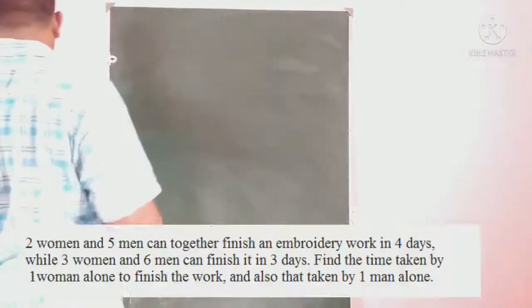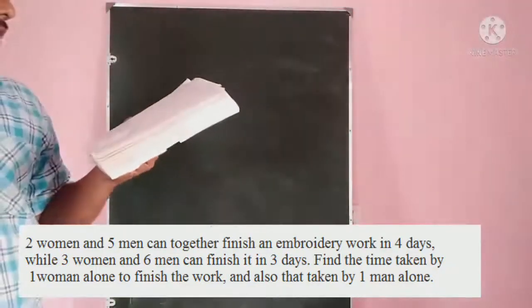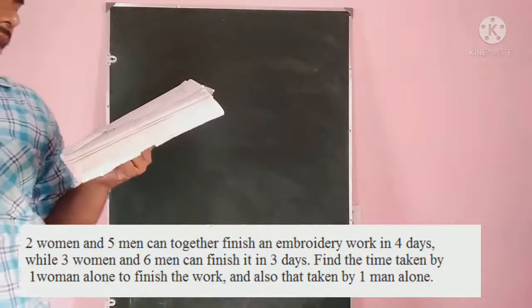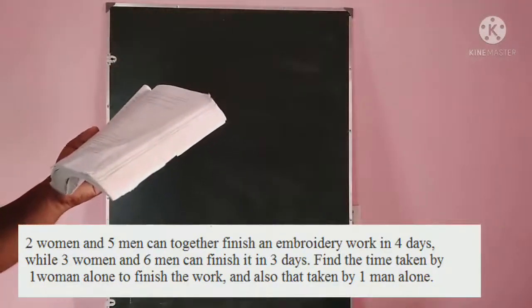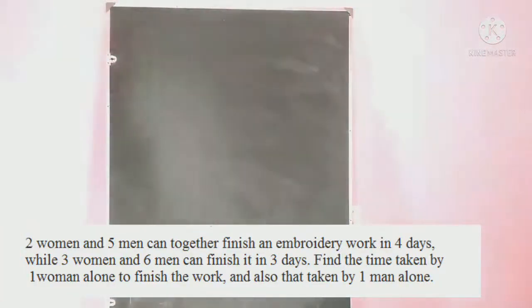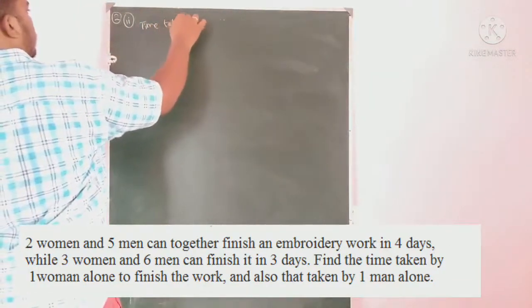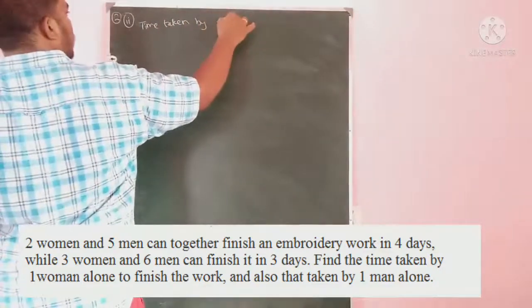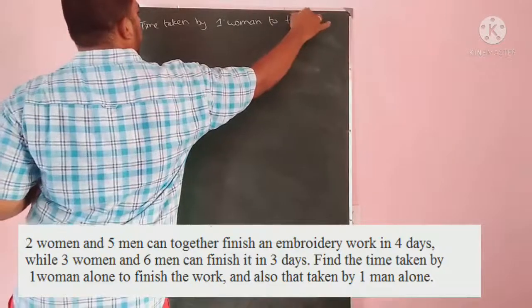Second question: 2 women and 5 men can together finish an embroidery work in 4 days, while 3 women and 6 men can finish it in 3 days. Find the time taken by 1 woman alone to finish the work and also that taken by 1 man alone. Here we need to find the time taken by 1 woman alone to finish the work.